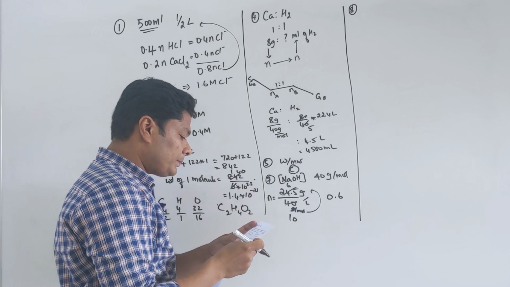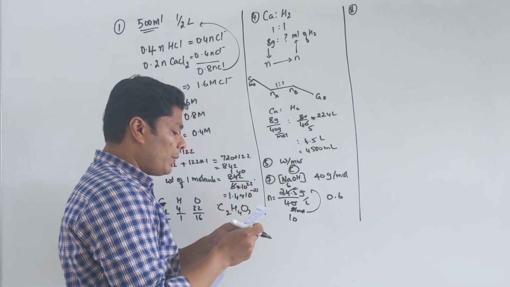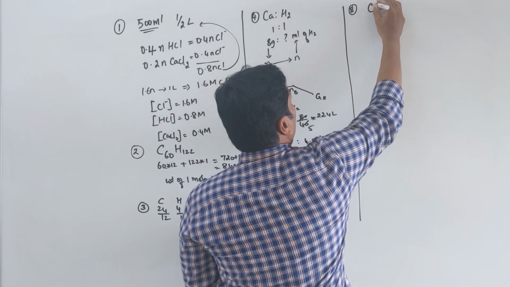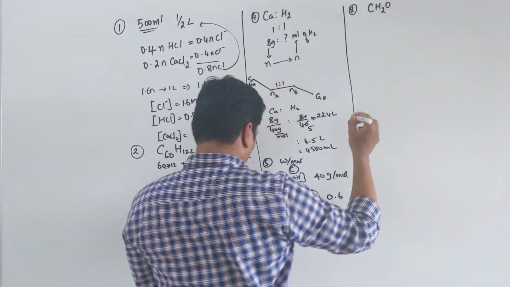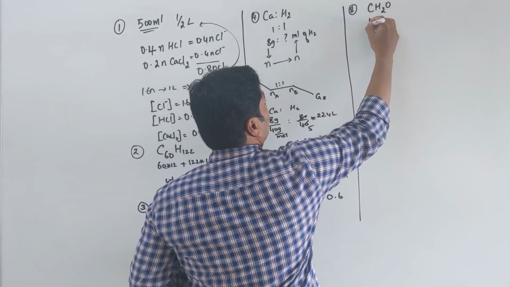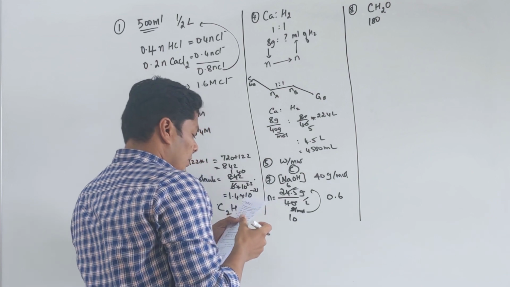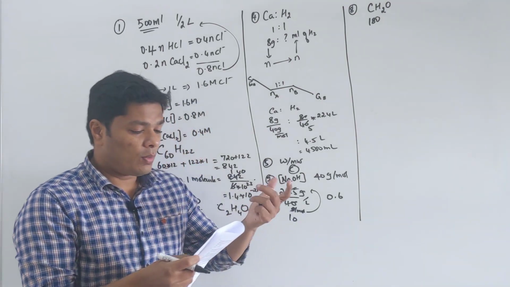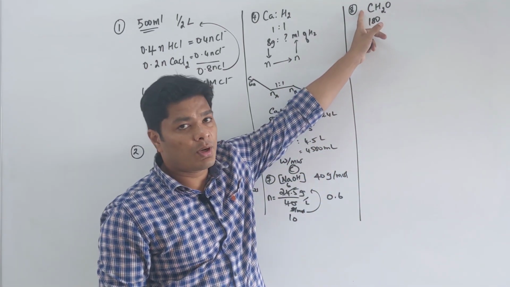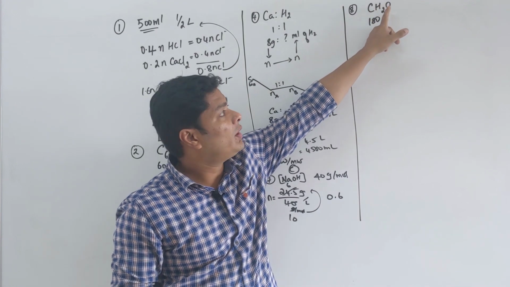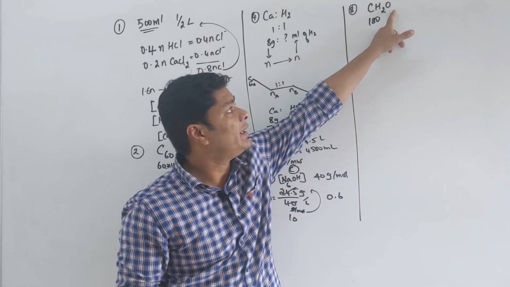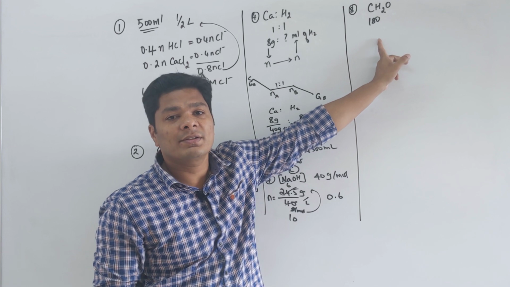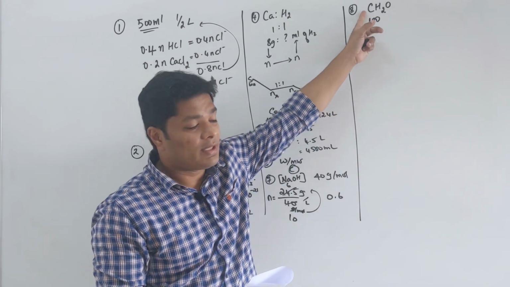Question 8. The empirical formula of the compound is CH2O, molecular weight is 180. The molecular formula of the compound is? So now very simple, calculate the empirical formula weight. 12 plus 2, 14, 14 plus oxygen 16 is 30. 180 by 30 is 6. So obviously you multiply this by 6.